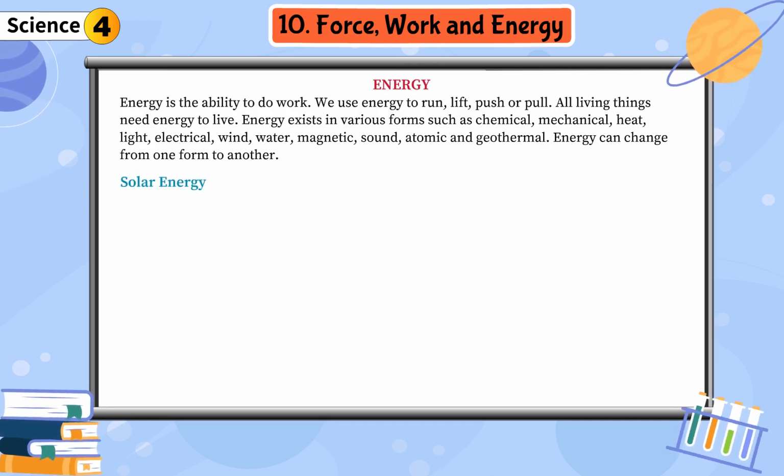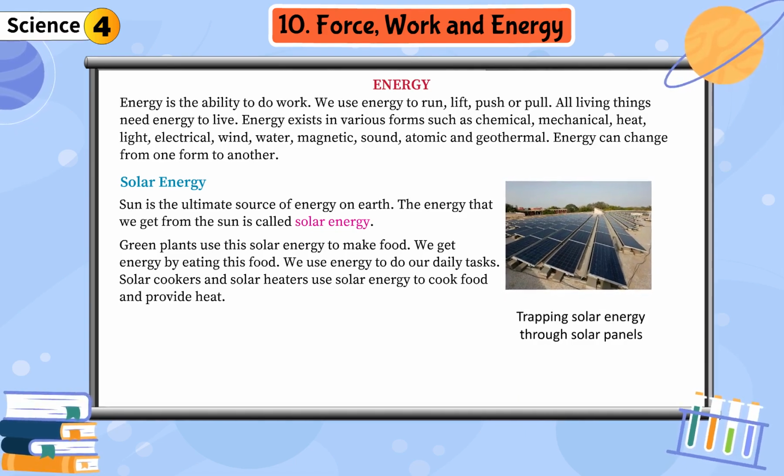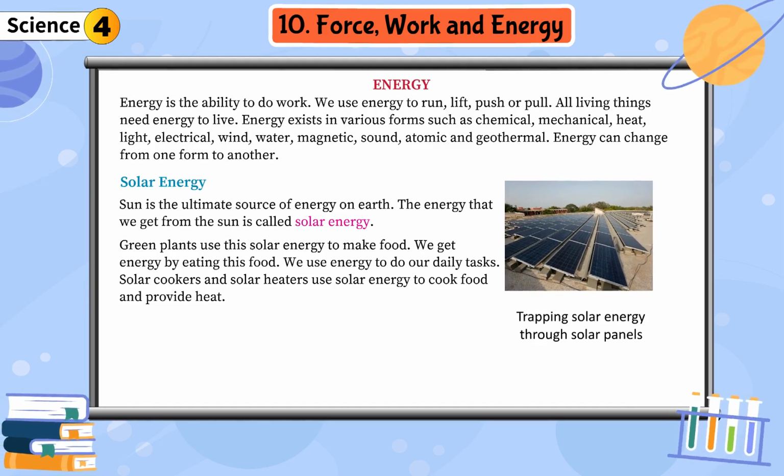Solar energy. Sun is the ultimate source of energy on Earth. The energy that we get from the sun is called solar energy. Green plants use this solar energy to make food. We get energy by eating this food. We use energy to do our daily tasks. Solar cookers and solar heaters use solar energy to cook food and provide heat.